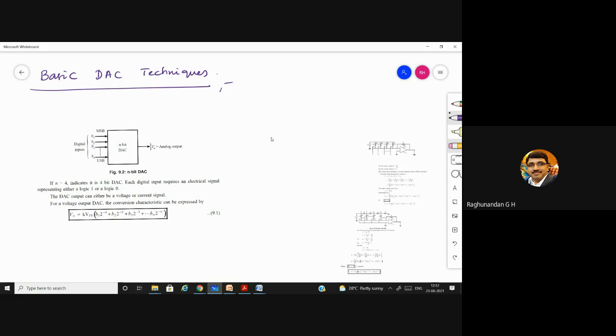In the basic digital to analog converter, the DAC has n bit input, represented as B1, B2, B3 till Bn, an n bit binary number, and it gives its equivalent analog signal, where B1 is the MSB, most significant bit, and the last, Bn, is the LSB, least significant bit. So this is the simplified block diagram which we have.